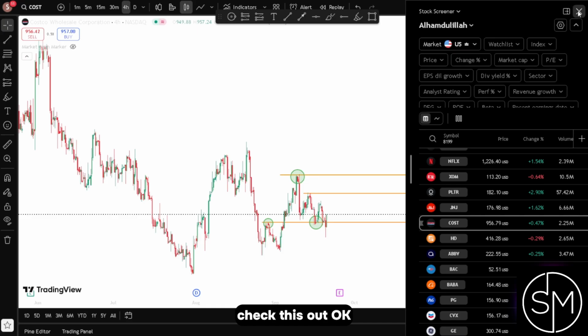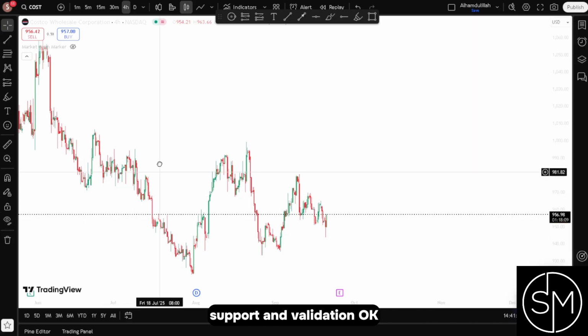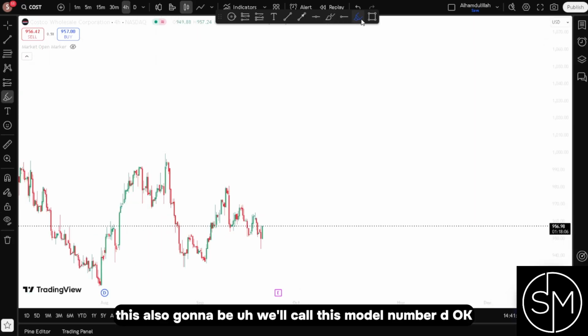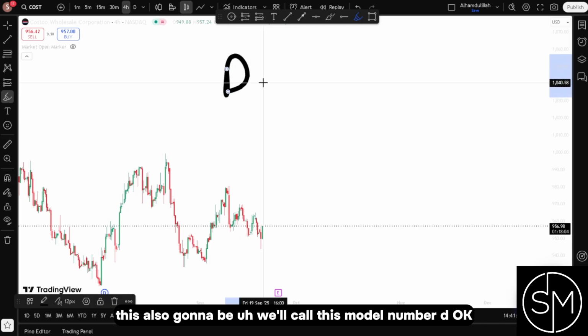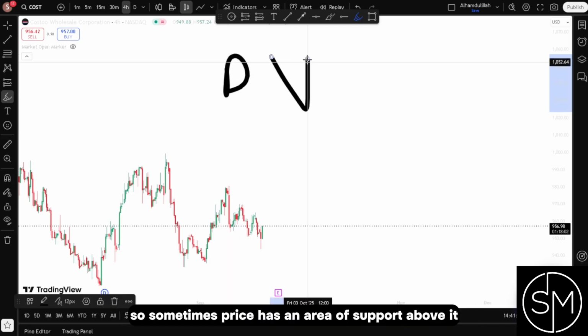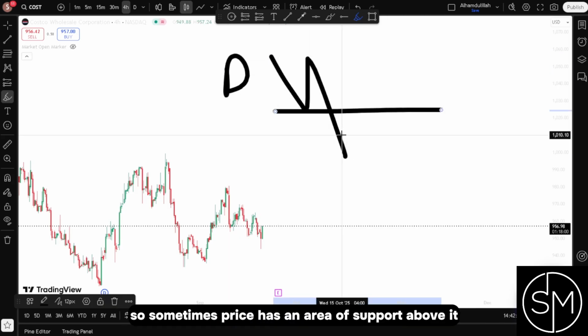Costco. Okay, check this out. Okay, support and validation. Okay, this is also going to be, we'll call this model number D. Okay, support and validation. So sometimes price has an area of support above it.